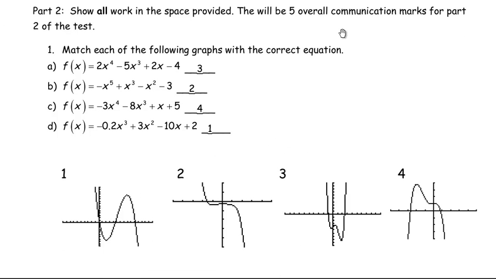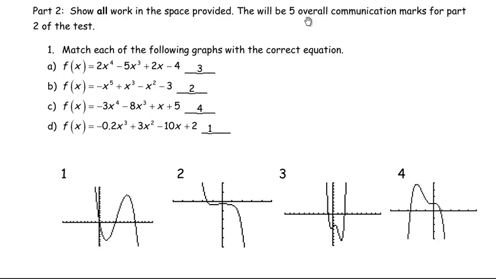Now in part 2, one thing I'll draw your attention to if you happen to be one of my students. I always put there will be 5 overall communication marks for part 2 of the test, and these are the questions you show work for. And so that's for showing all the work that you do to get a solution, to prove something, to show something. It's also how well you communicate mathematically. Do you use proper mathematical form? Are you using proper mathematical units? That kind of thing. So there's an overall question for anything you're showing work for.